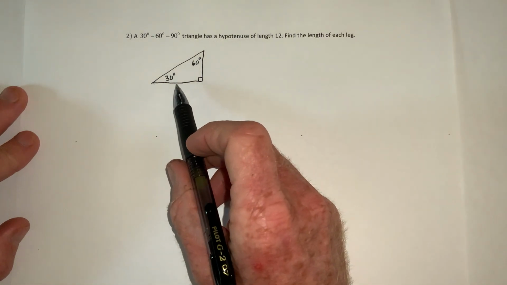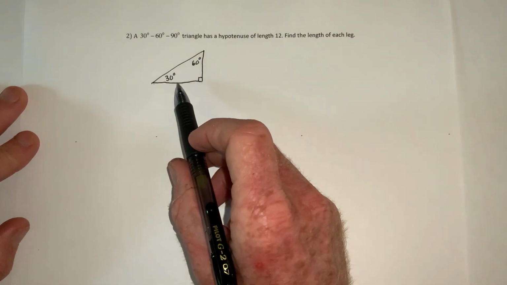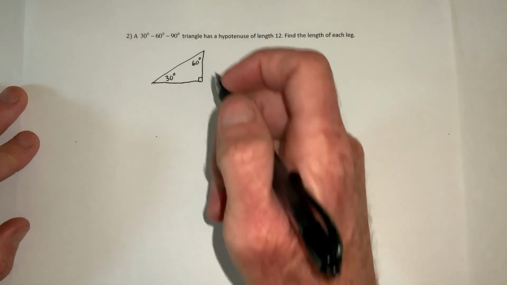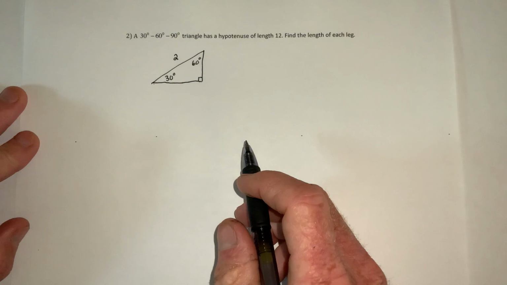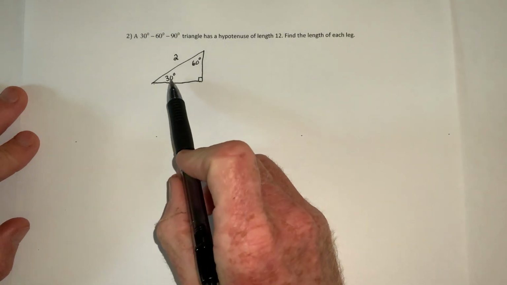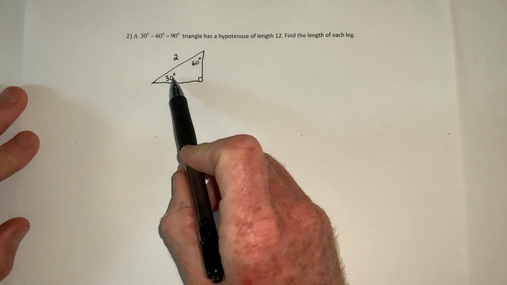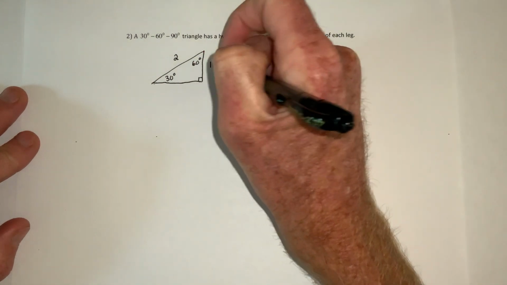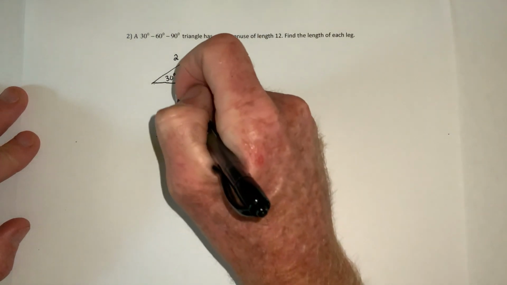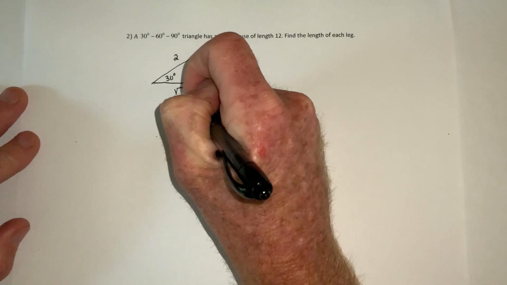The sides are 1, 2, and the square root of 3. The 2 is the biggest number, so that goes on the hypotenuse. The 1 is the smallest number, and since 30 is the smallest angle, across from it is going to be the smallest side, so this is going to be 1. And then across from the 60, that's the square root of 3.